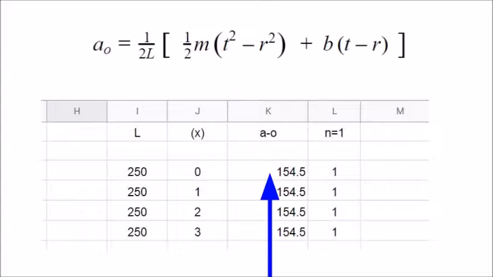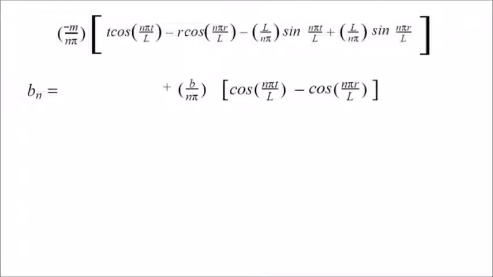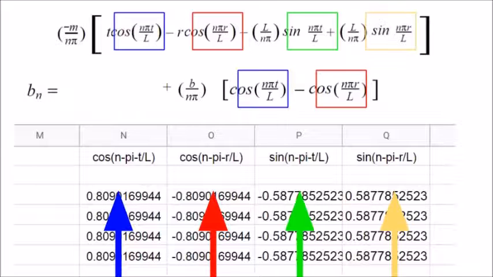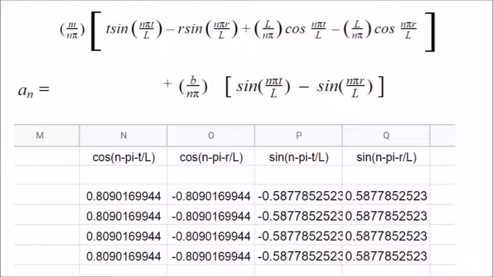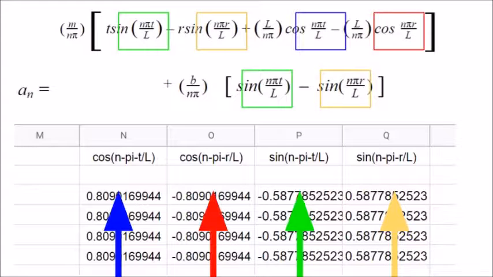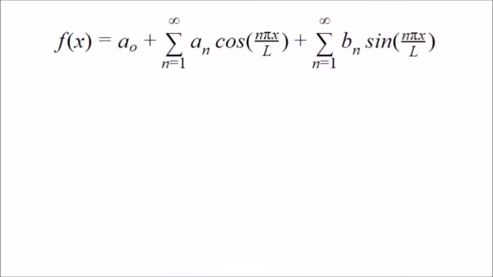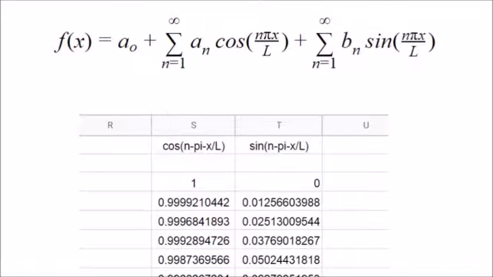Remember A naught? Well, we have columns for these guys. And what about those guys? Well, it's not pretty. But some of these pieces are repeated. And those pieces are repeated too. Watch your negatives and put it all together. And when you do that, don't forget the cosine n pi x over L term and the sine n pi x over L term. That's the big deal of this whole thing.